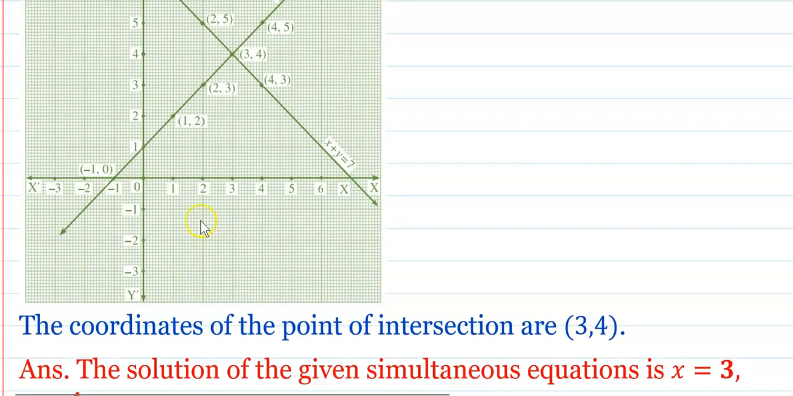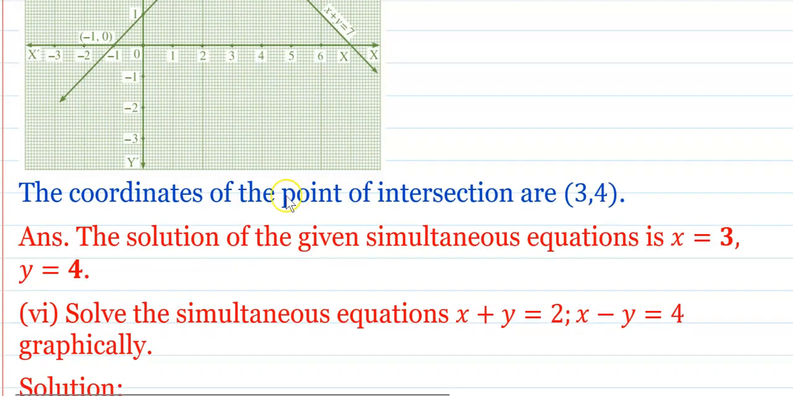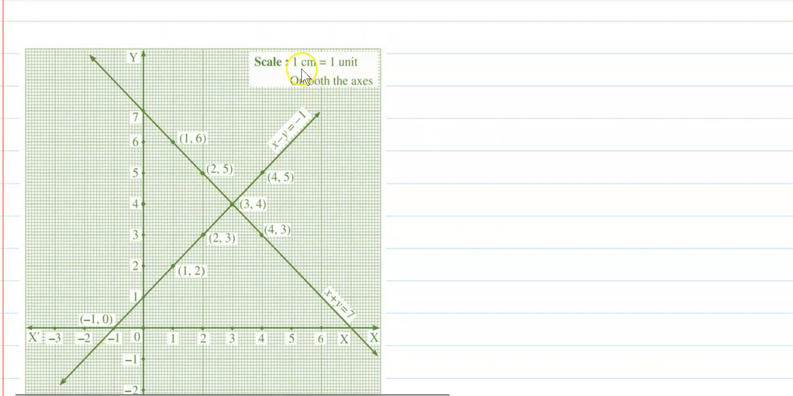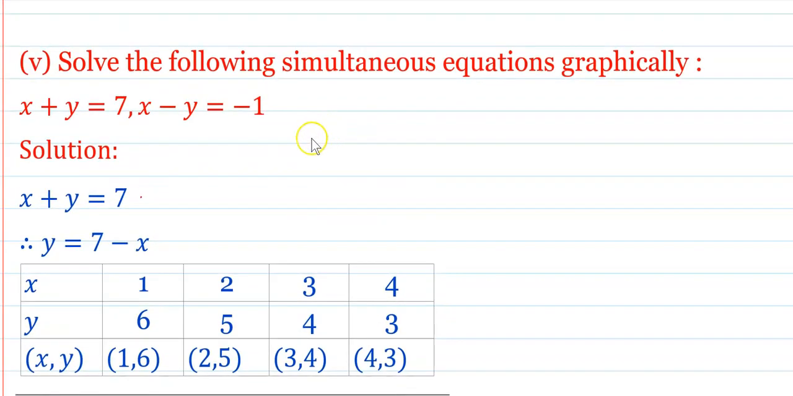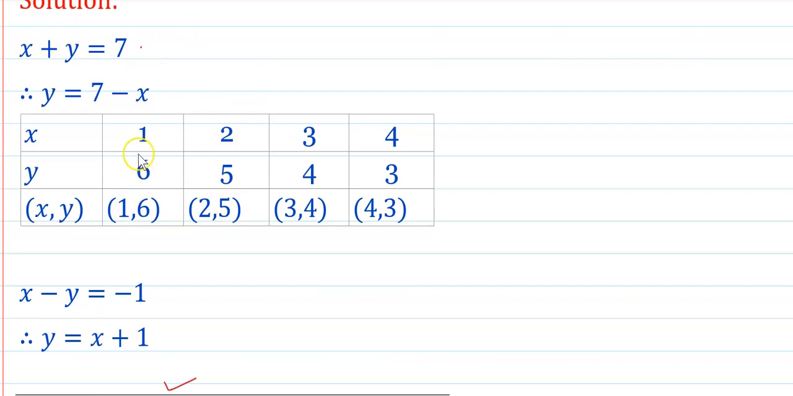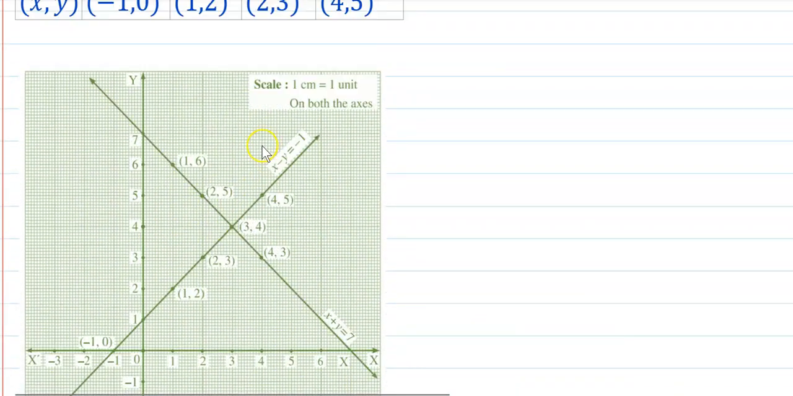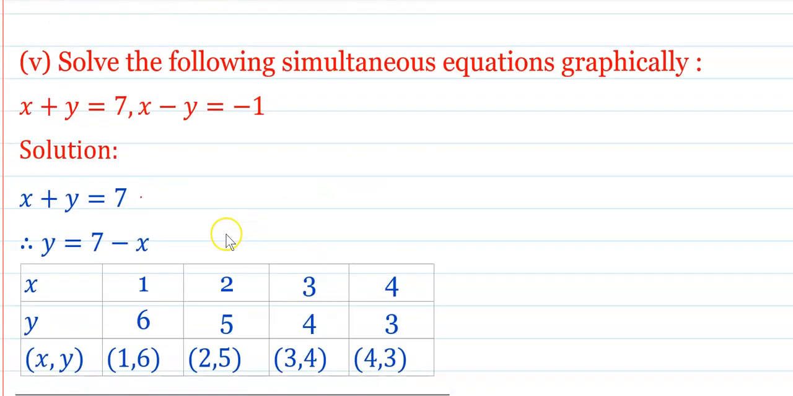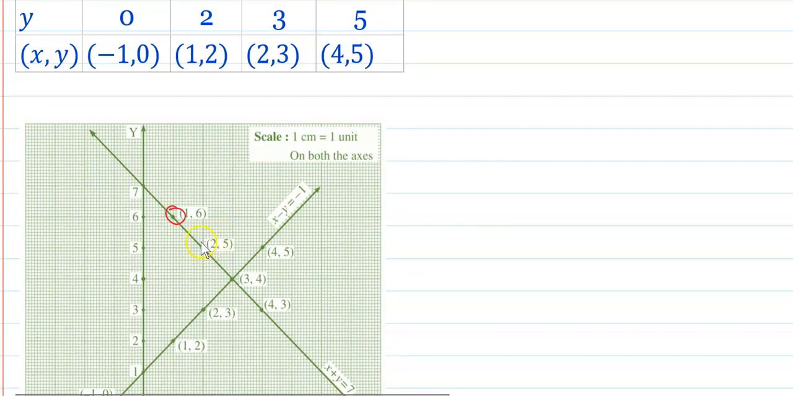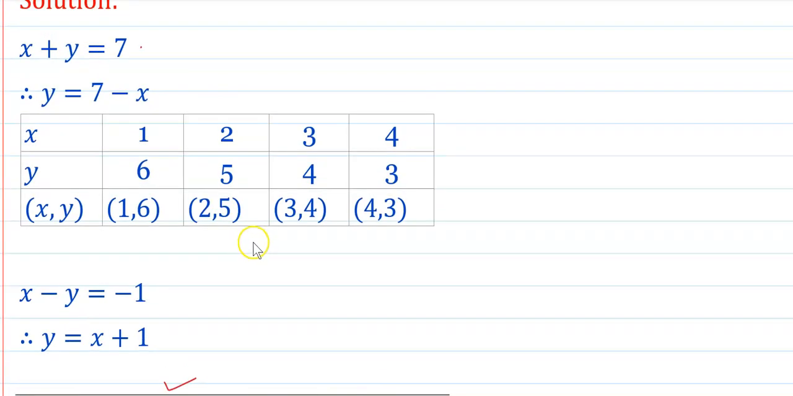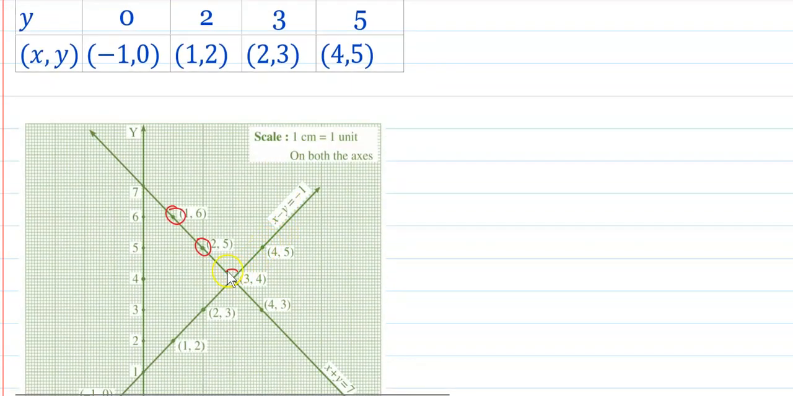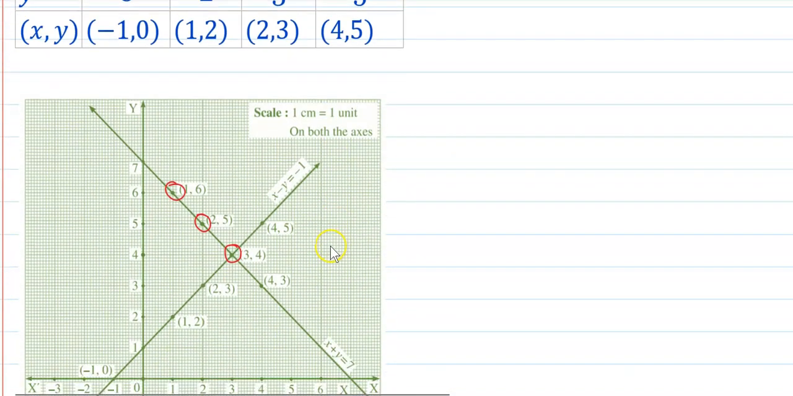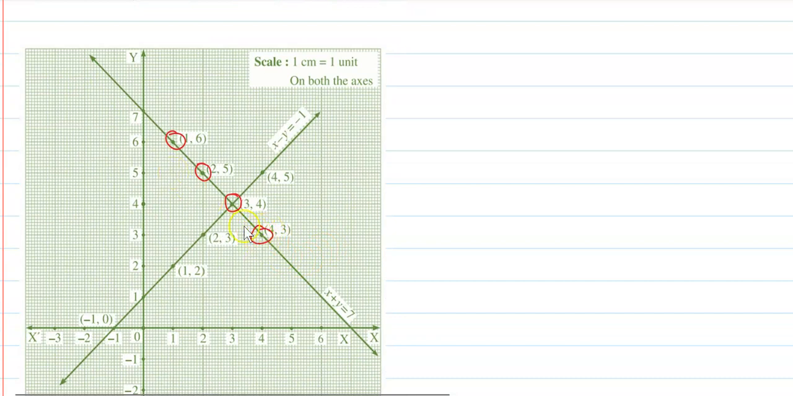Okay. Now here, draw the graph. This is the x-axis and y-axis. Okay. Scale 1 centimeter is equals to 1 unit on both axes. Now the first line, x plus y is equals to 7. What is the first point? 1, 6. This is the first point. Next, second point 2, 5. And the next is 3, 4. Next is 4, 3. This is the first line.